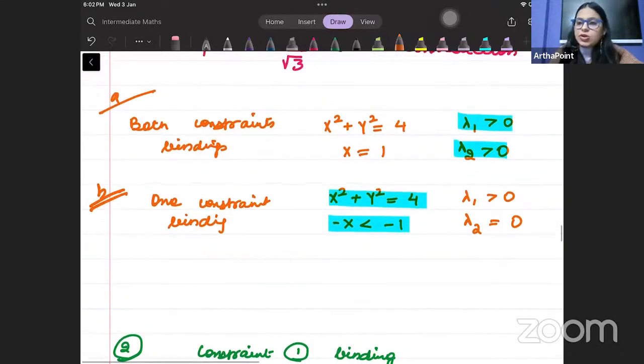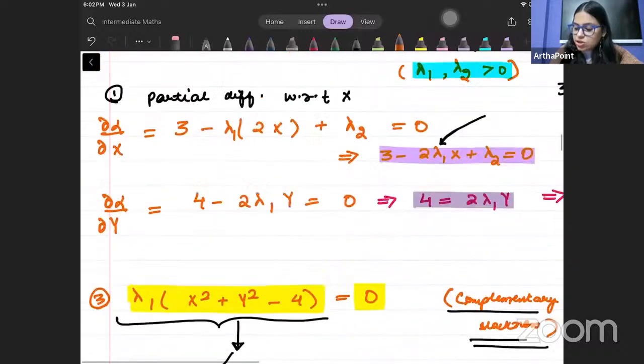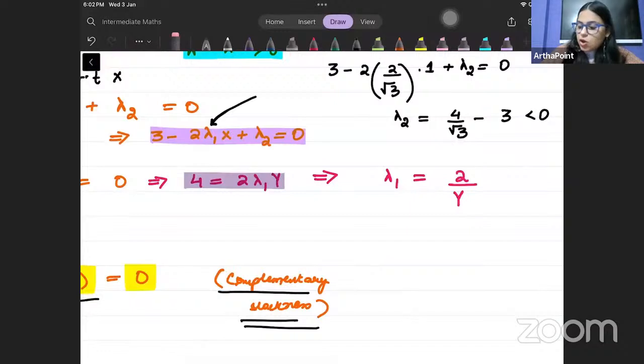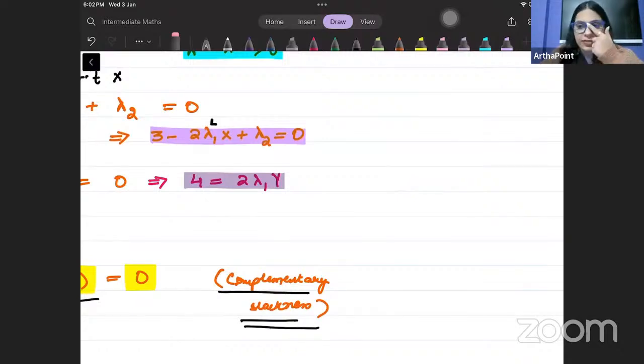Now you will go back to the 2 cases that you have formulated. So you come back to this condition. These are the 2 conditions that you have, and in these conditions you will plug in your values. Are you getting it? So now you have to again plug in these values and check. So what is the condition we have got? We have got that lambda 1 is non-zero and lambda 2 is 0. These are the 2 conditions we have.